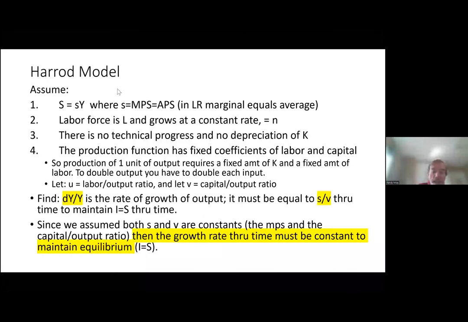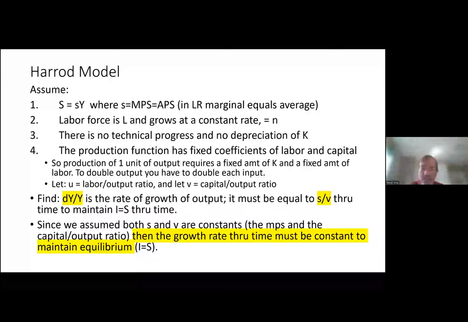Okay, so the Harrod model, I'm not going to go through all the math. I'm just going to give the assumptions and then skip to the conclusion right here. Saving is equal to the average propensity to save, which is the same as the marginal propensity to save because we're doing the long run model, times income. The labor force grows at a constant rate n. There's no technical progress. We can add it in, but this just keeps it simpler. There's no depreciation of capital. Again, it can be added in, but this keeps the math simple.